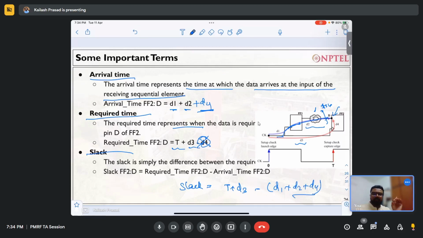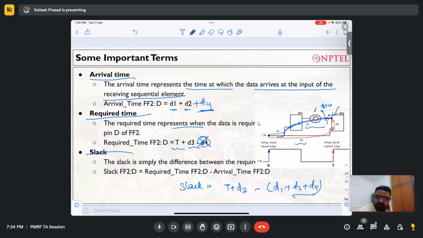The slack should be 0 or positive. If slack is 0, whatever time was required, you have provided exactly that time. If slack is 0 or greater than 0, it means you have provided enough time, more than the time that is needed. If the slack is negative, it means there is a setup violation. These terms you should be very clear about.